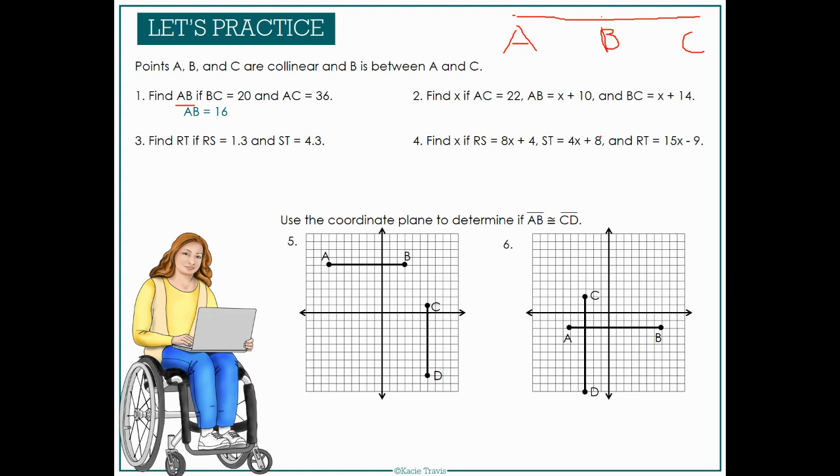All right, what about the next one? Next one we got AC is 22, and then we have AB and BC. For this, you have to set up an equation. We got 22 is equal to what these two are added together. For the sake of saving space, I'm going to combine my like terms now. I know I got two x's, which makes that 2x. And then I have 10 and 14, which is 24.